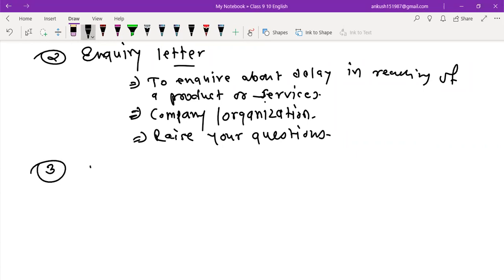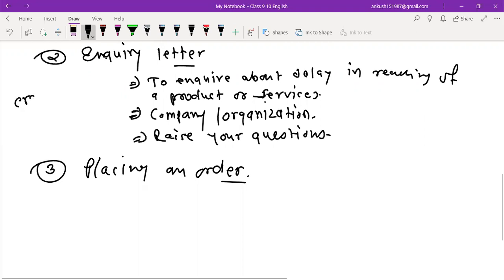Third is placing an order. So what is meant by era? You just said era, right? Today's era. What is meant in the sense we are living in the age of technology, no? Era. This is also called era. The age, technological age. Technology age, right? Understood? That is also called one era.